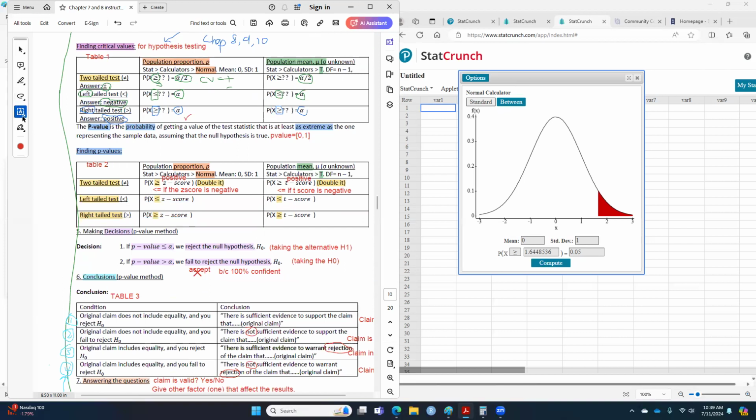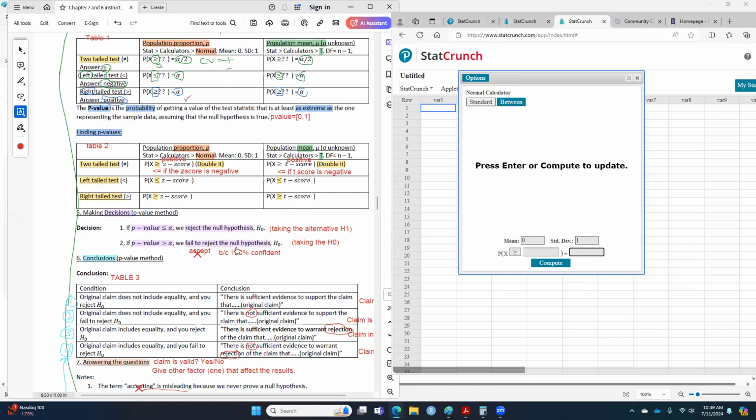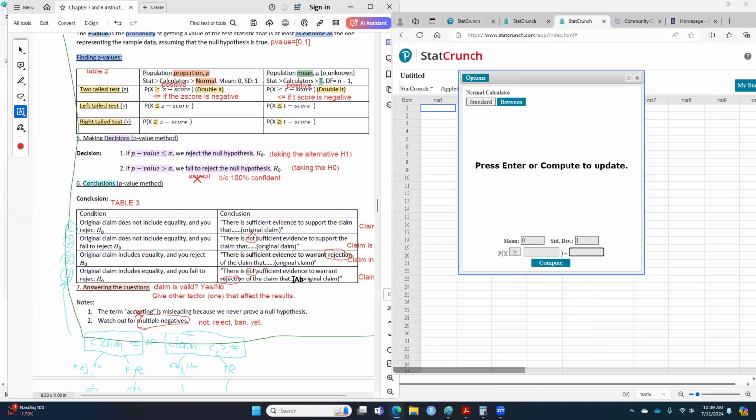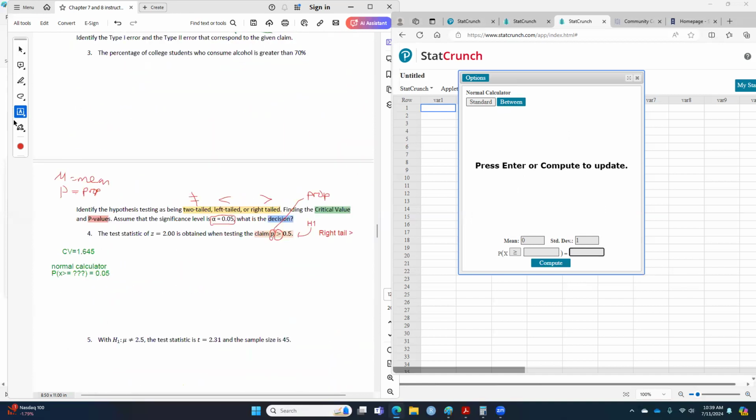So in this case, we are using the normal calculator where P(Z ≥ Z score). So again, we're going to use the same normal calculator for this question. But the mean is still 0, sigma still 1. But we still use greater than or equal to because it is a right tail test. But this time you have to put a Z score over here.